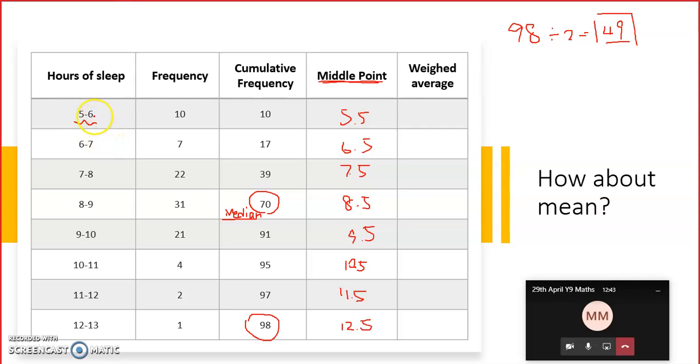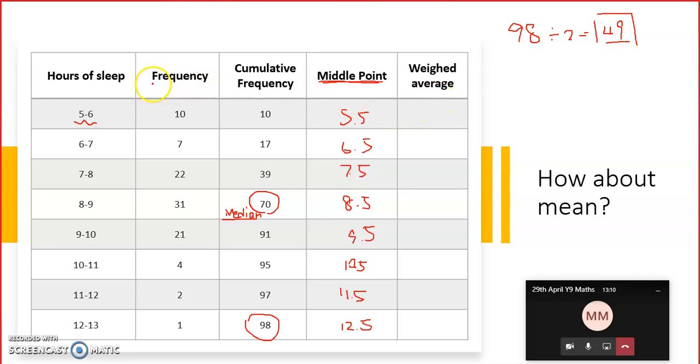That depends on the two numbers, the higher end and the lower end of the group. And we take the average of that. Say, although many people will say they sleep between 5 and 6, some will say 5 hours sharp, someone will say 5.5, someone will say 5.25, but we just take the average of that being 5.5. Now the next bit, we need to work out the weight average.